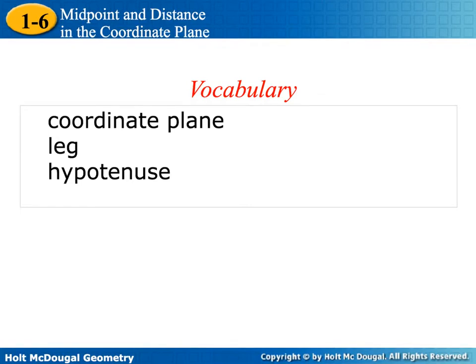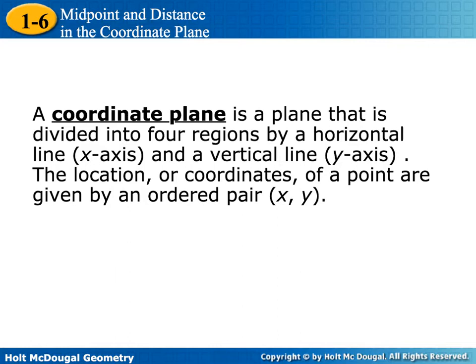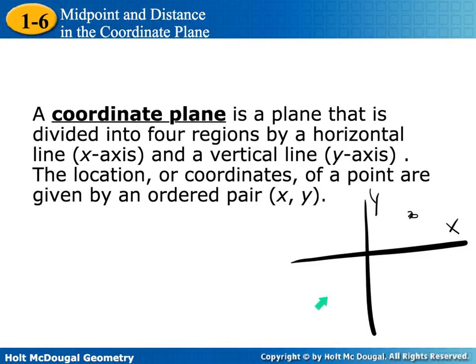Coordinate plane, leg. First one, coordinate plane. It's basically the plane that is divided into 4 regions by an x and a y axis. You all have seen this before. Here's the y-axis, this is the x-axis. This point would be 3, 2, something like that. This is a coordinate plane, the whole thing. That's what a coordinate plane is called.